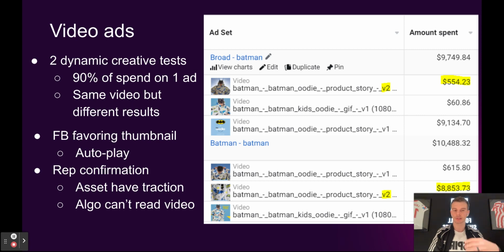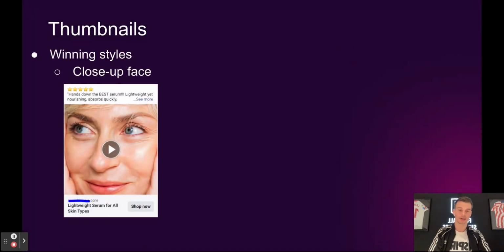After that, I started heavily testing thumbnails, and here's what I found. Here are a couple of winning styles that I found. One is a close-up of a face. In each of the tests that I ran, the ad that had a close-up of a face won, no matter what video it was combined with. For some reason, users like to see a face on a thumbnail or in a hook. It works even better when you have your target persona in your video and a close-up of her face. So that's working pretty well.